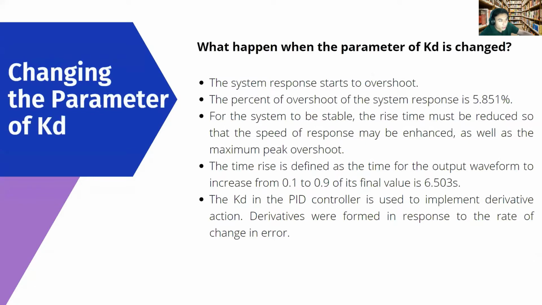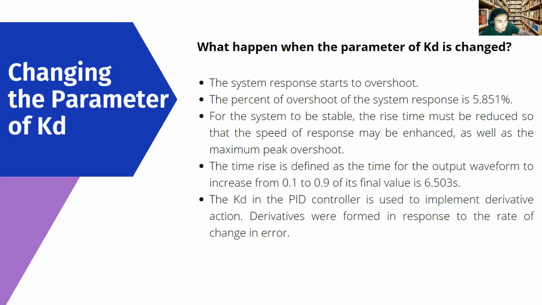Okay, so what happened when the parameter of KD is changed? So the system response starts to overshoot. The percent of overshoot of the system response is 5.851%. For the system to be stable, the rise time must be reduced so that the speed of response may be enhanced, as well as the maximum peak overshoot.